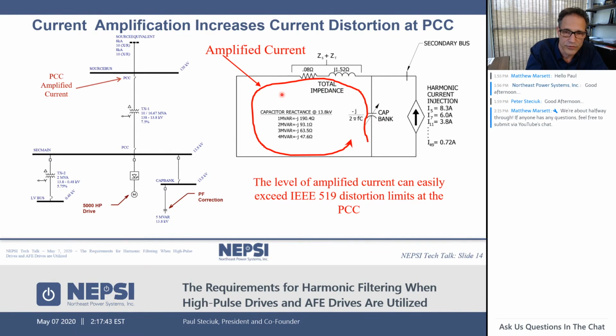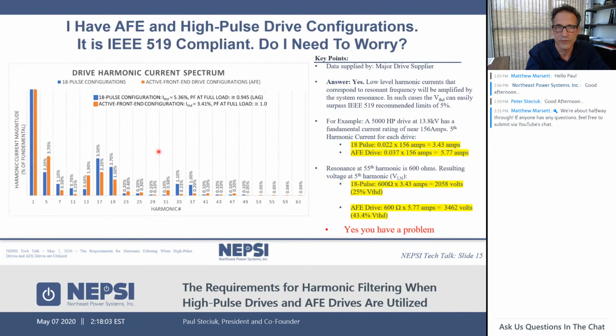So it's key to understand that when applying capacitor banks in an environment that's using high post drives, there's a good chance that you will exceed IEEE 519 because of resonance amplification. We've also shown that voltage distortion can easily exceed 5%, and that's above and beyond what would normally be considered acceptable, that 5% value.